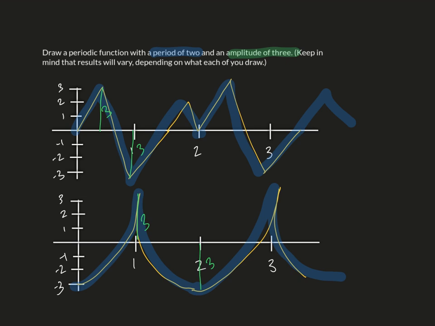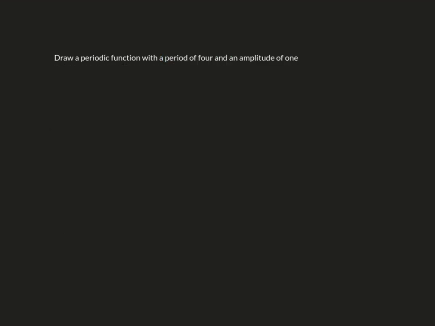I'm going to give you guys one more to do, and then you can do the book work. Here is the next one for you. Draw a periodic function with a period of 4 and an amplitude of 1. So amplitude should be 1, period should be 4. I'm going to give you guys time to do this.